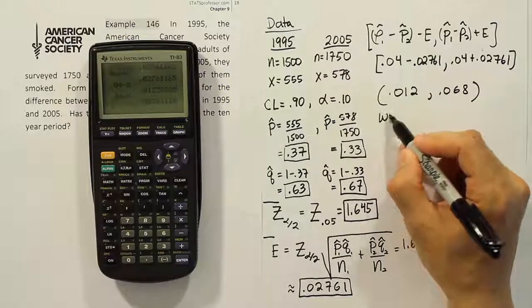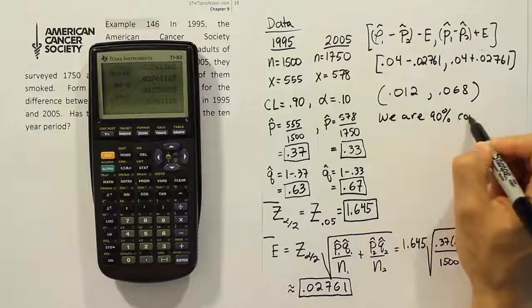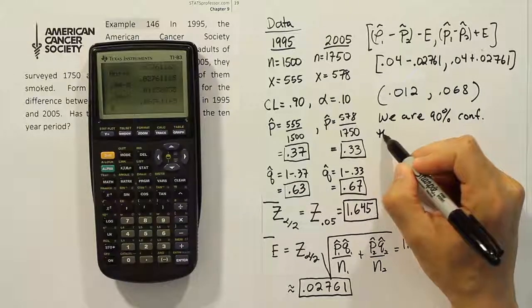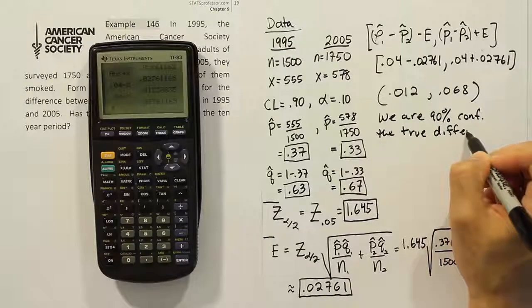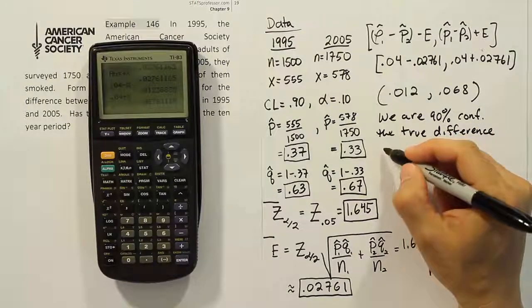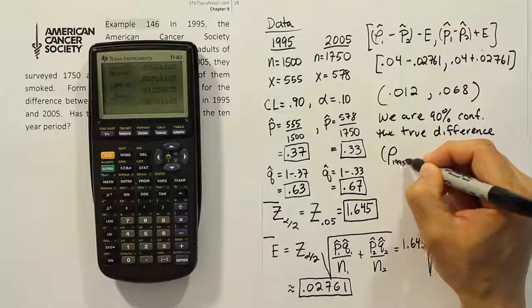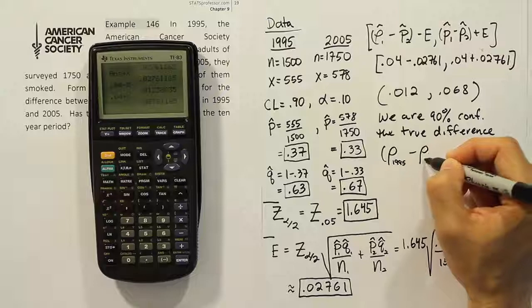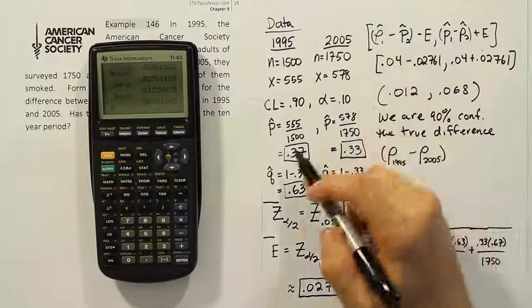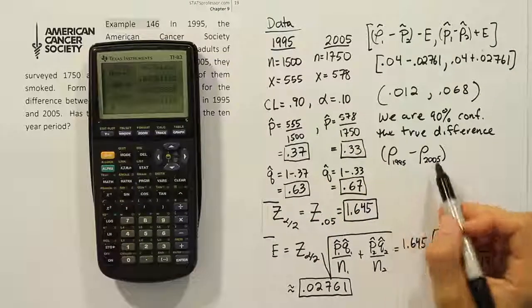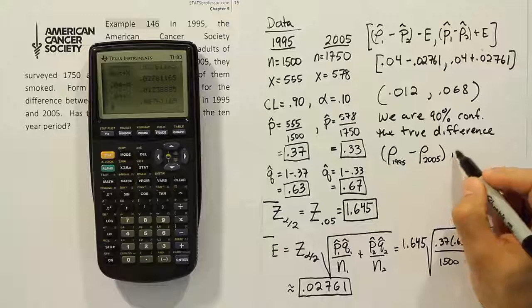And remember what we're saying here. We are 90% confident that the true difference, and that difference is what here? Remember, it's the row for 1995 minus the row for 2005. That's how we did the subtraction. That's the order we placed our numbers in. So we are 90% confident that the true difference is inside the interval.